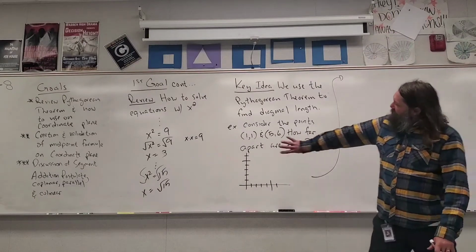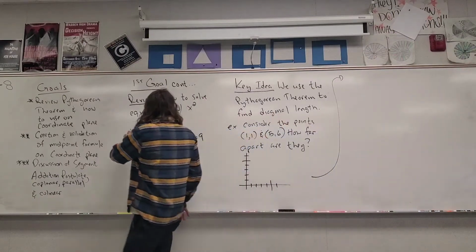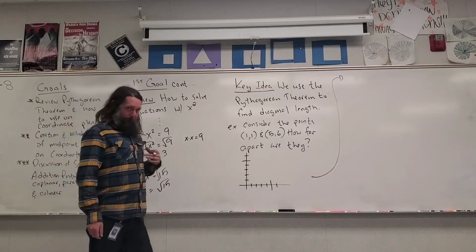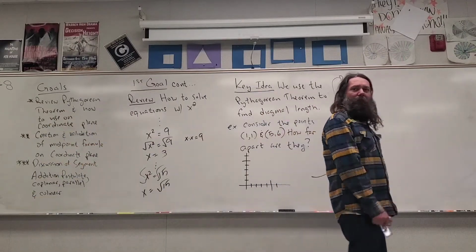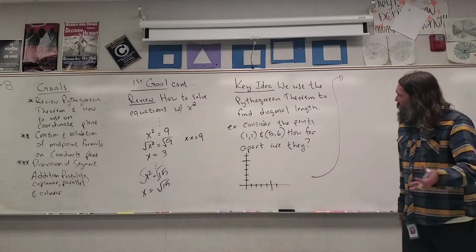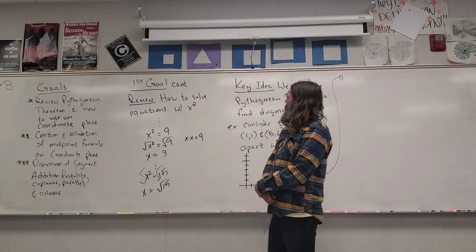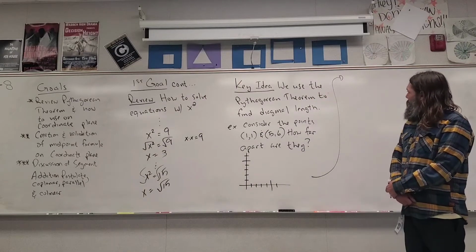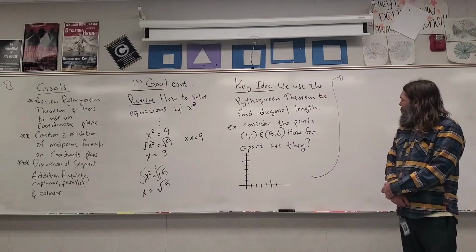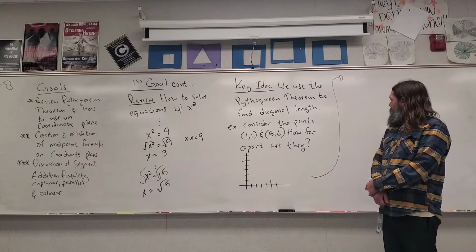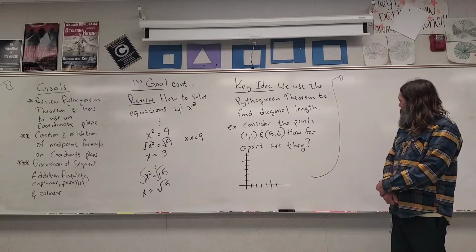Now that we have the skill set in solving equations with a square by using a square root, we can move on to the point of this first goal, and that's how to use the Pythagorean Theorem on the coordinate plane. So the key idea is we use the Pythagorean Theorem to find diagonal length. We don't know how to count diagonally. Consider the points (1, 1) and (5, 6). How far apart are they?